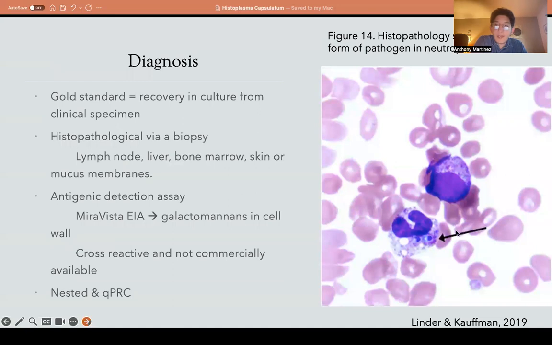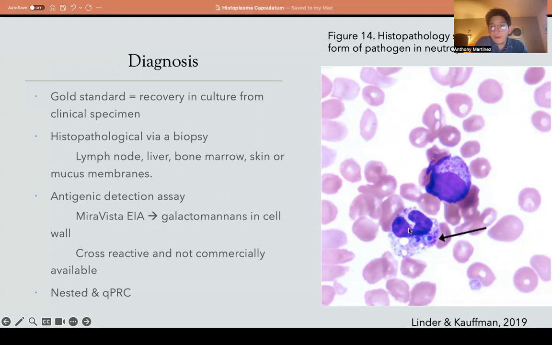In terms of diagnosing this clinical illness, the gold standard is recovery of the organism from culture, though this, of course, takes quite a while and is not the best way of doing it. If I was in a clinical setting, I would probably use PCR or some sort of antibody detection assay. Other traditional approaches are histopathological staining, and you can see a great example of that here.